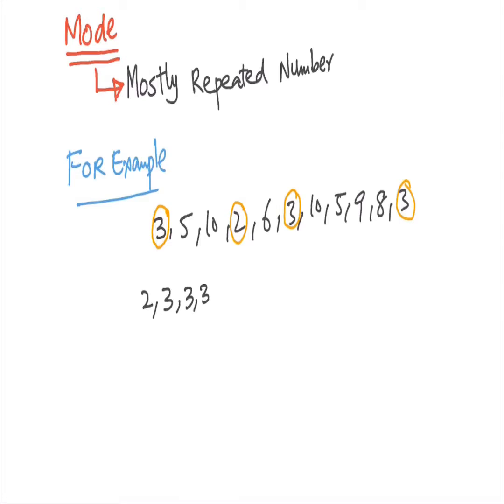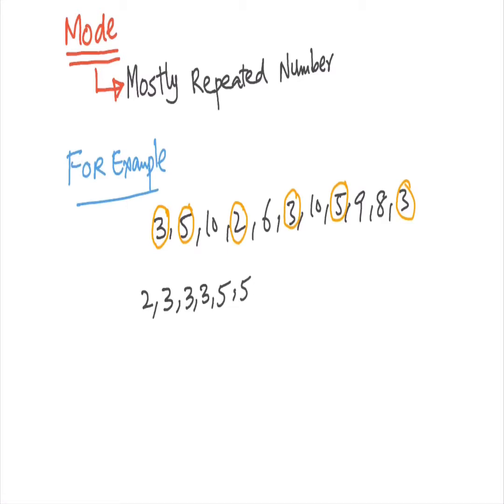Then we have to go towards the next number, which is 4. We can't find 4 in this series. Then it's 5. 5 is repeated 2 times. So we have to write down 5 2 times.